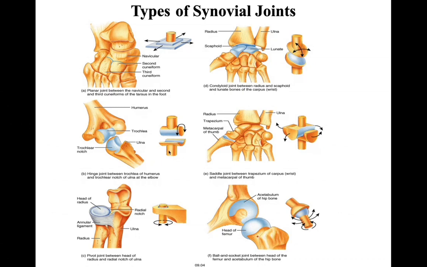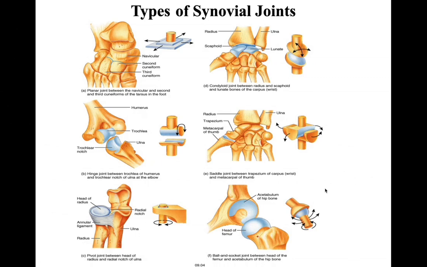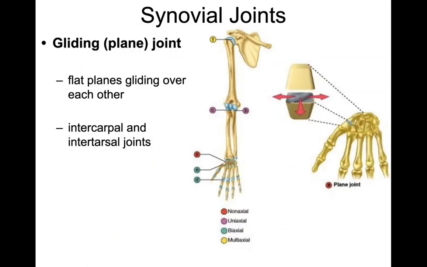Hinge joints. So this is an opening and closing movement. It moves like a hinge on a door. Pivoting joints are going to allow twisting. And then the ball and socket joints will allow twisting as well as circumduction. So a gliding or planar joint, here the flat planes are going to glide over each other. This is what you would have in the intercarpal and intertarsal joints.